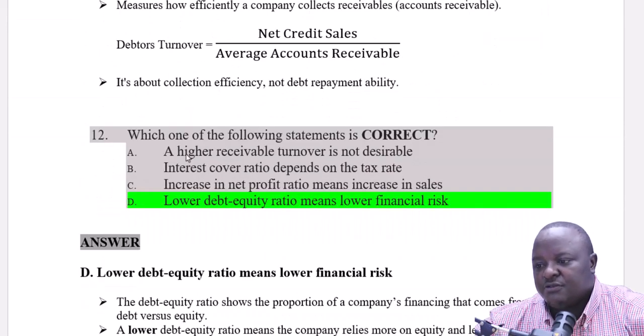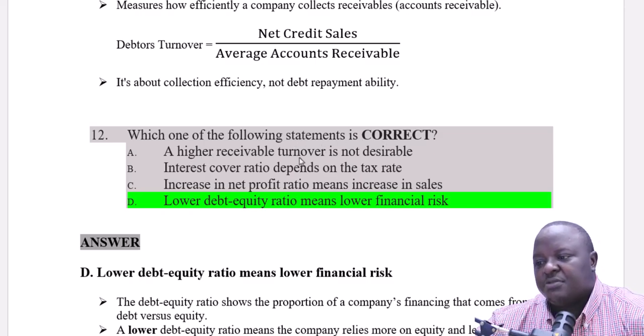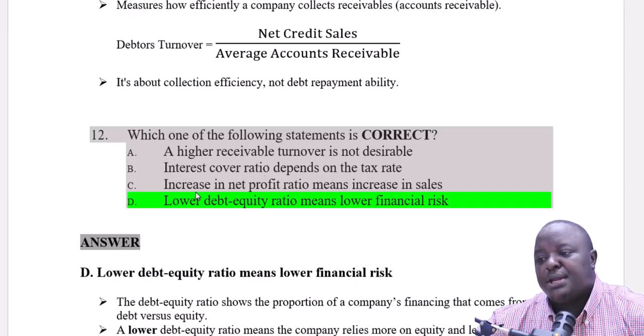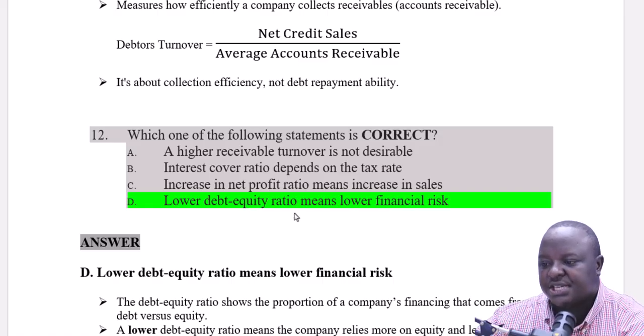Question number 12. Which one of the following statements is correct? A higher receivable turnover is not desirable. Interest cover ratio depends on the tax rate. Increase in net profit ratio means increase in sales. Lower debt equity ratio means lower financial risk.